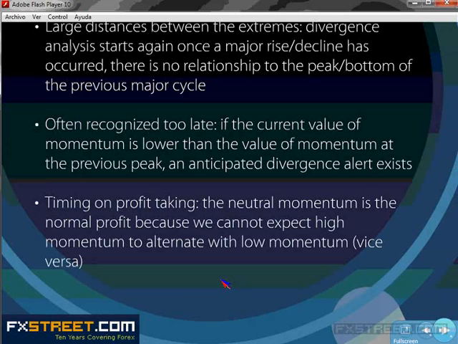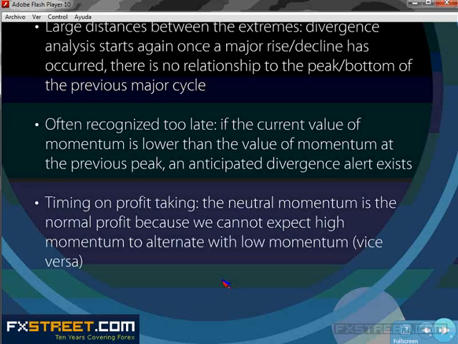Also, the timing on profit taking. There was a question before on profit taking on the magnitude. The neutral momentum is the normal profit because we cannot expect high momentum to alternate with low momentum. So that equilibrium line, the zero line in the oscillator, can be a first or a total profit taking, a partial or total profit taking from a divergence situation, because that is the level where I know for sure, or for sure with a high probability, that price will turn into that historical mean.